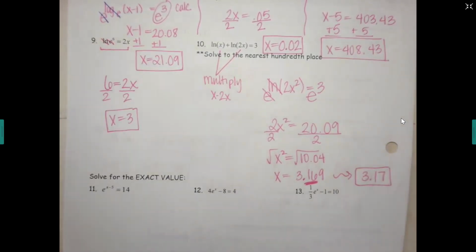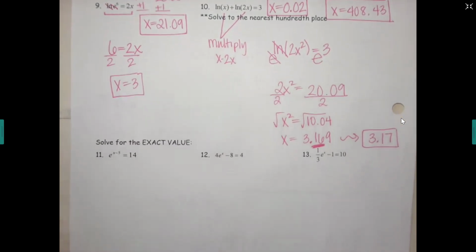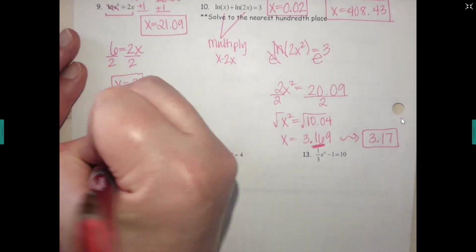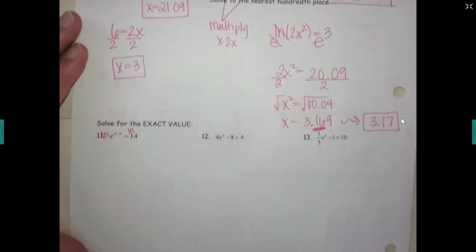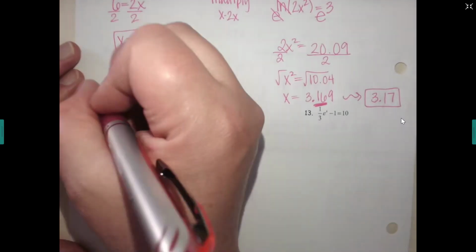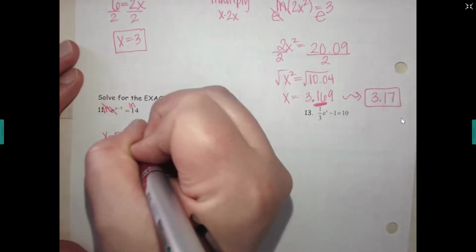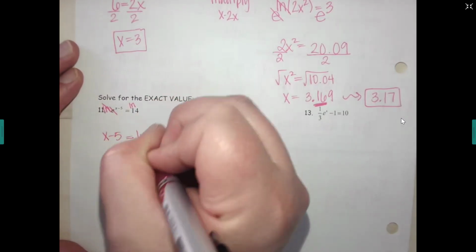All right, two more questions left. We're almost done. Okay, number 11. This time I'm starting off with an e. How do I undo a big e? Log little e, which has a special term. It's a natural log, so you're going to ln both sides. So I'm going to do ln and ln. And then ln and e cross each other out. So I'll just keep the x minus 5 equals the ln of 14.